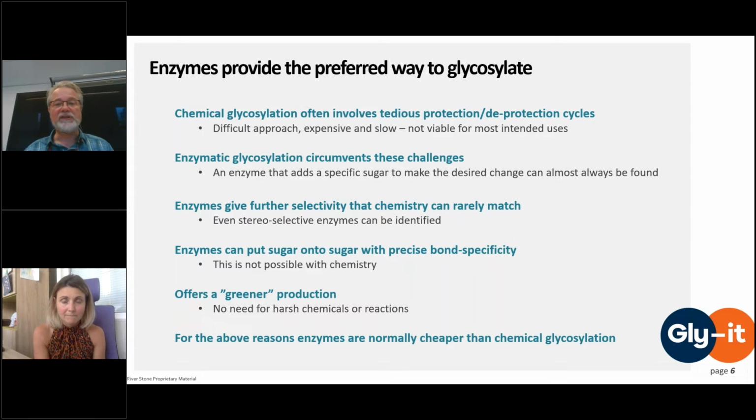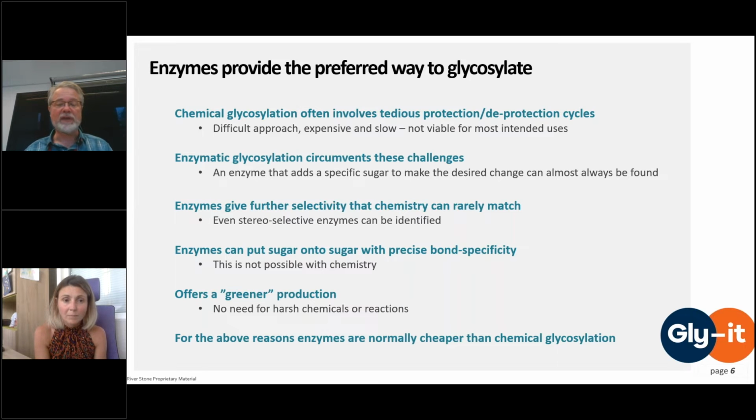It's a difficult approach, it's expensive and pretty slow, and therefore not viable for many intended uses. Enzymatic glycosylation, on the other hand, circumvents such challenges. An enzyme that adds a specific sugar to make the desired change can almost always be found in nature. Enzymes, we think, give a selectivity that chemistry can rarely match. Even stereoselective enzymes can be identified.